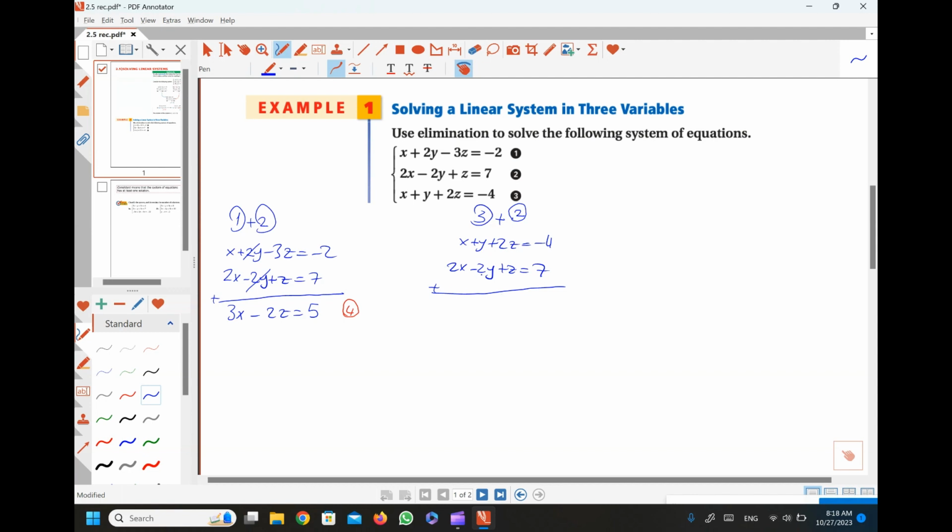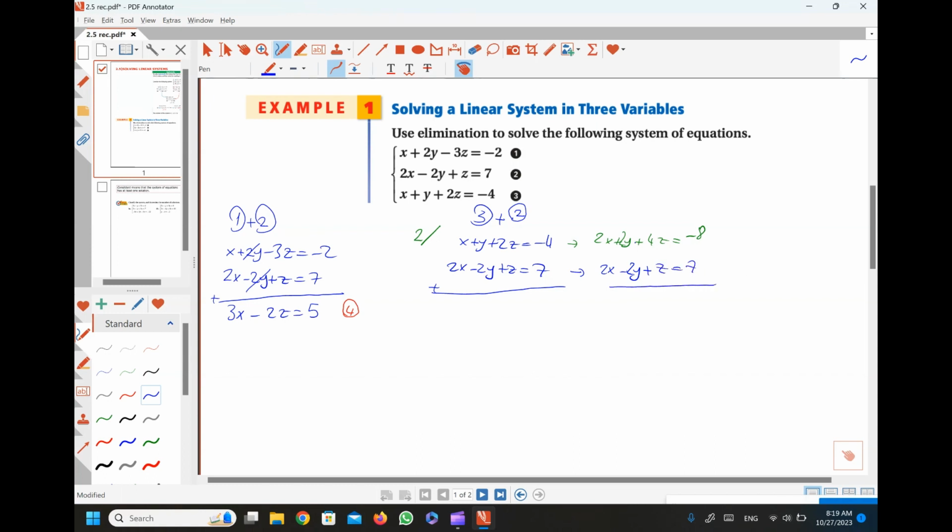When you add them up, you cannot eliminate y unless you multiply the first equation by 2. You need opposite coefficients to eliminate y's, but in the first one you have only 1y, in the second one you have negative 2y. You should have 2y here. So multiply this part by 2. Multiplying by 2 will make your new equation 2x plus 2y plus 2 times 2, 4z equals negative 4 times 2, negative 8. The other equation remains the same, 2x minus 2y plus z equals 7.